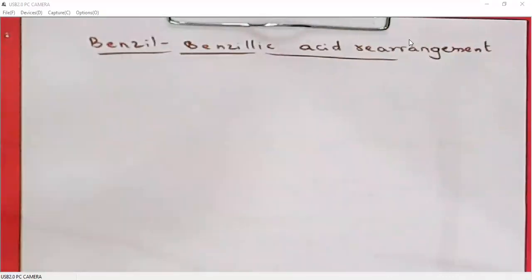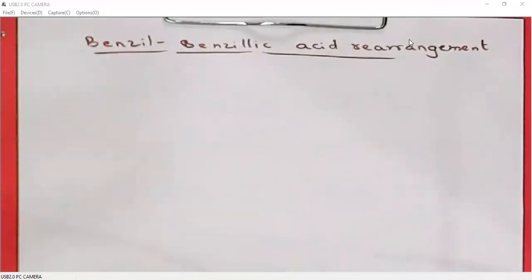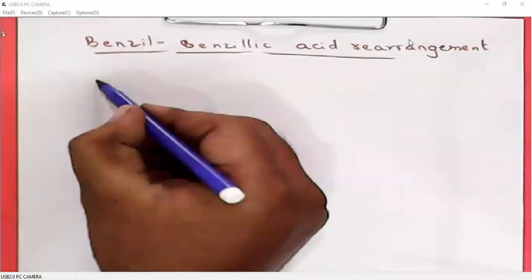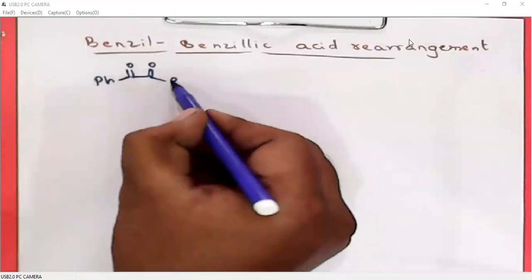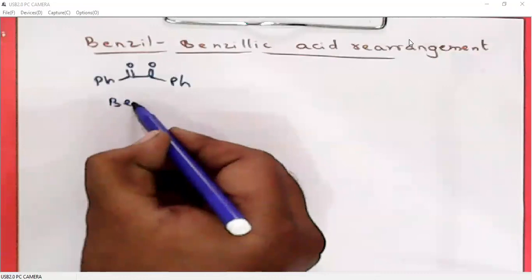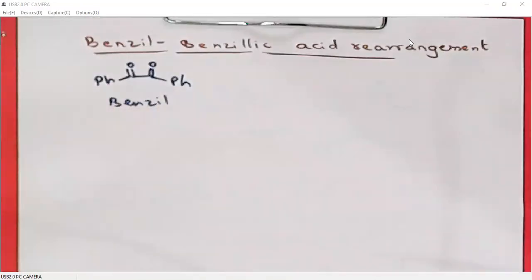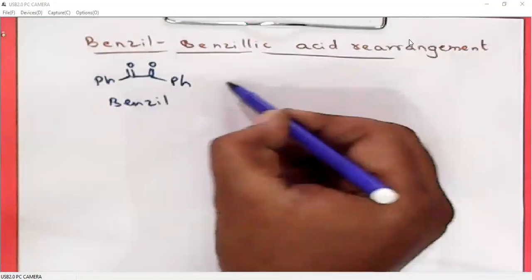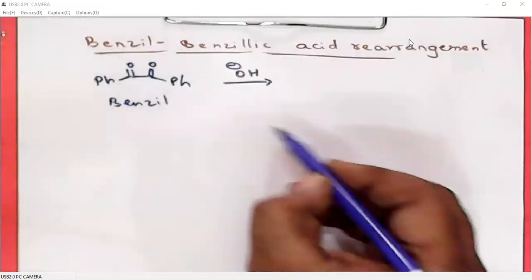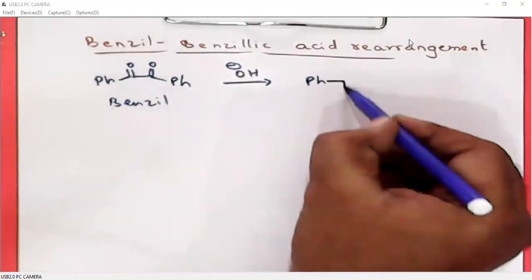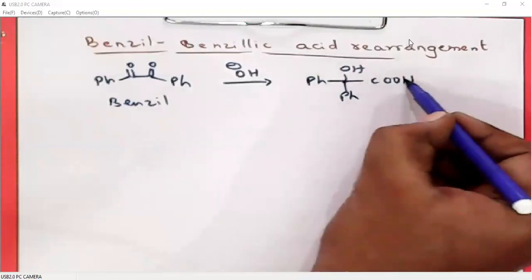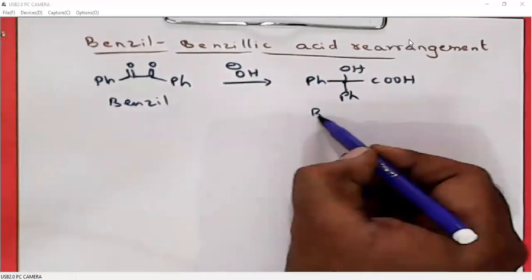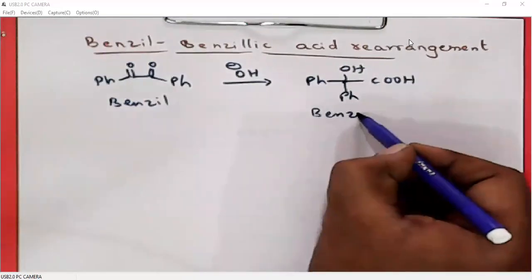Now we will discuss benzil benzilic acid rearrangement. What is benzil benzilic acid rearrangement? 1,2 diketones are generally called as benzil. Benzil, when it is treated under basic conditions, is converted to alpha hydroxy carboxylic acid. With these substituents, it is called benzilic acid.